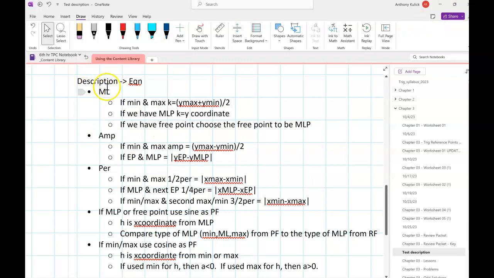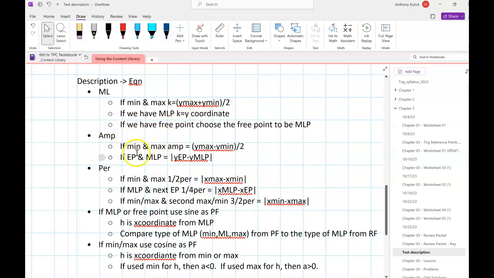So to find the midline, I'm going to use the min. If I'm given the min and max, then I know that K is equal to (Y max plus Y min) divided by 2. If I have a midline point, then K is just the Y coordinate from the midline point. And if we have a free point, we'll just choose to make that free point the midline point. So Y would be K.